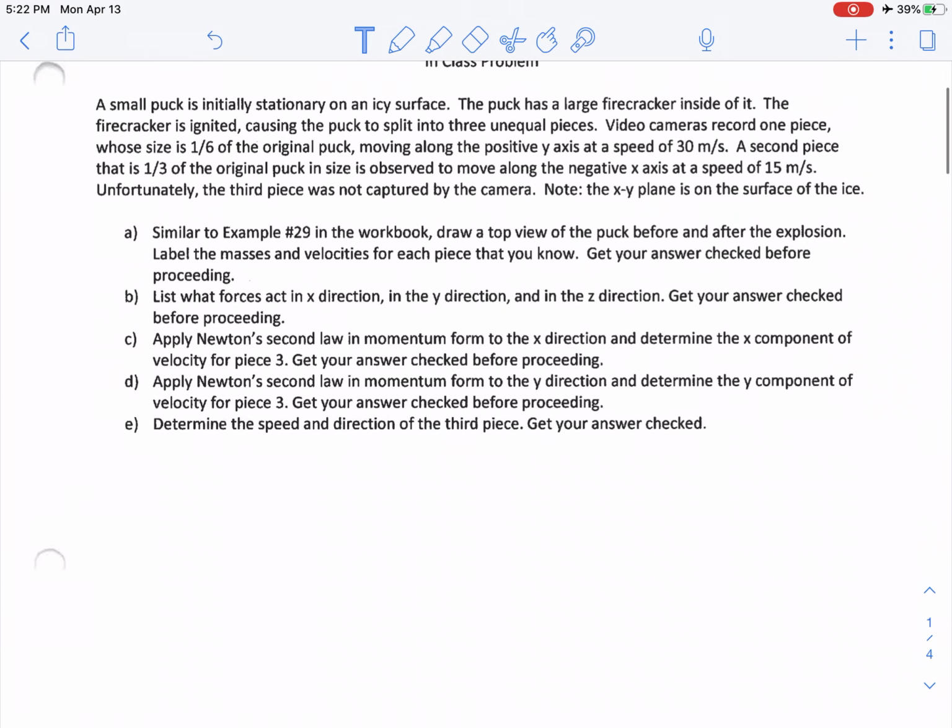That's good because that means the sum of Fx and the sum of Fy are 0, so we can now, as part C, apply Newton's second law in momentum form to the x direction and determine the x component of the velocity for piece 3. After that, we will do the same thing for the y direction, and then we will put things together and find the speed of the third piece and the direction.